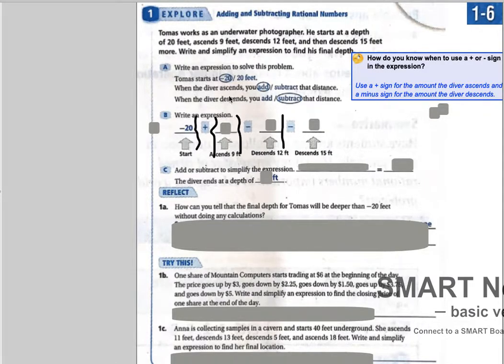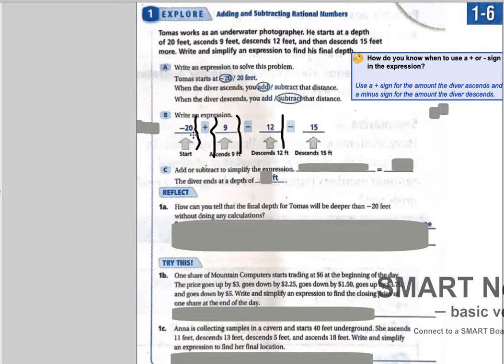Well, he then ascends. So we're going to ascend 9 feet. So we're plus 9. So right now I think he's 11 feet below. And now we're descending, so we're going to subtract 12 feet. All right? So now we are at probably negative 23. And then he dives and descends another 15, so we're subtracting 15.